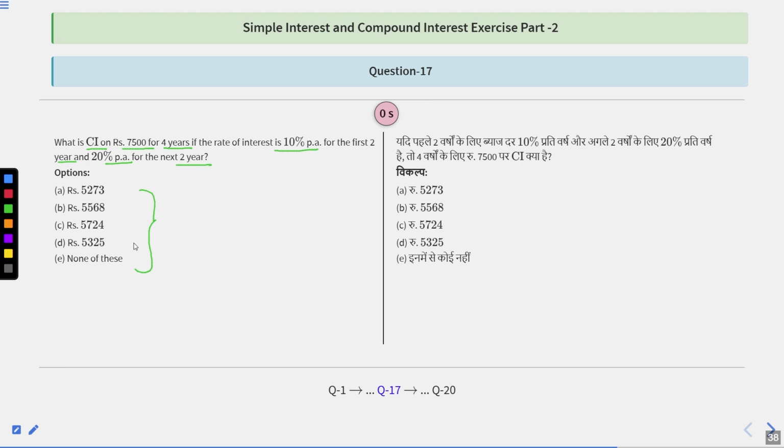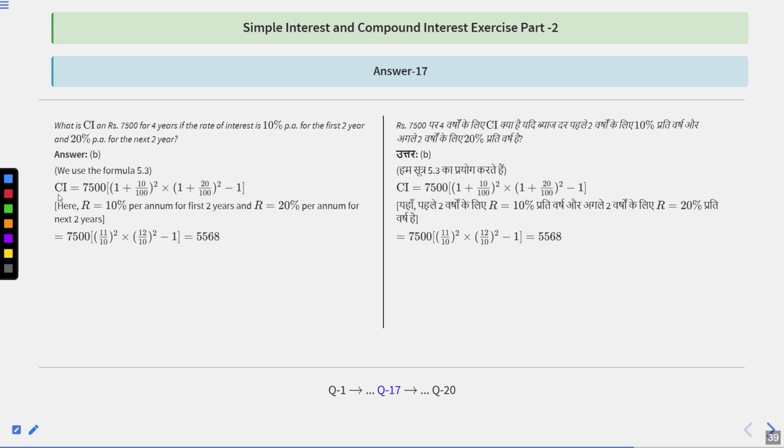Now time's up. Let's see the solution. According to the question, compound interest will be principal amount P times 1 plus R upon 100, where the first years' rate is 10%. So we can use 1 plus 10 upon 100 whole square, multiplying. In the next years, it will become 20%. So we use 1 plus 20 upon 100 whole square minus 1. Because R is 10% per annum for the first years, and for the next years, it will become 20% per annum.